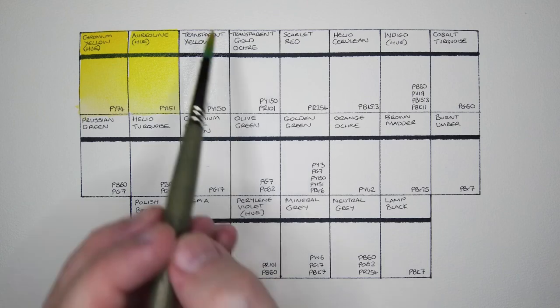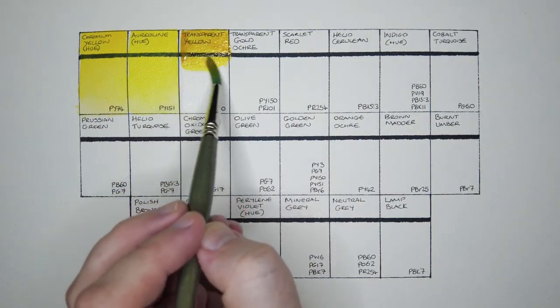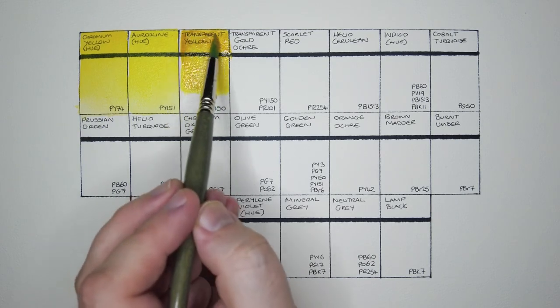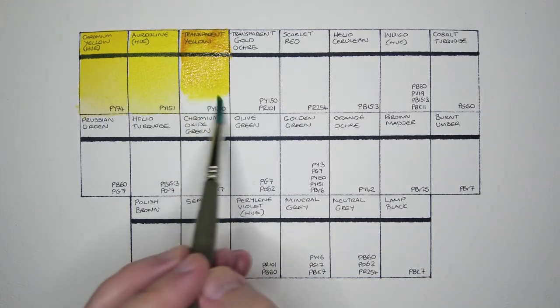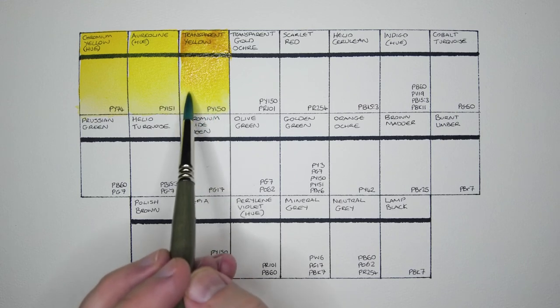And next is Transparent Yellow, and this is PY150. Yeah, it's a pretty good version of this pigment. It's not as strong as some brands I've tried. It doesn't go quite as dark. It might be a good thing, as this pigment can be a bit overpowering sometimes.